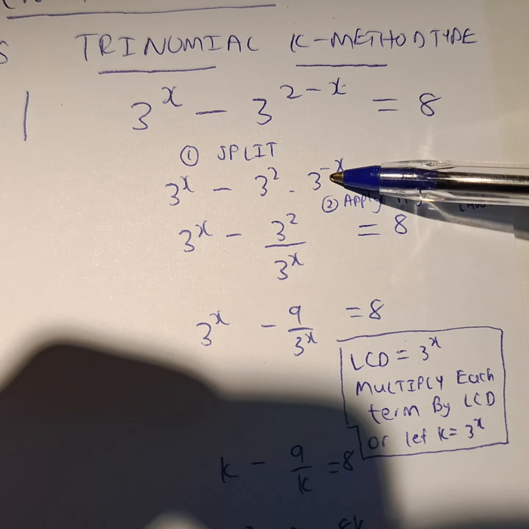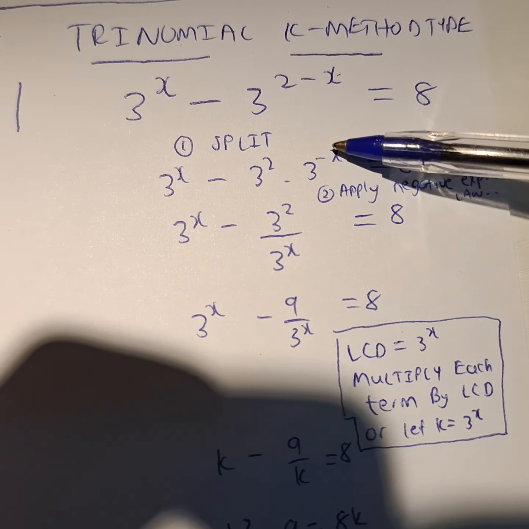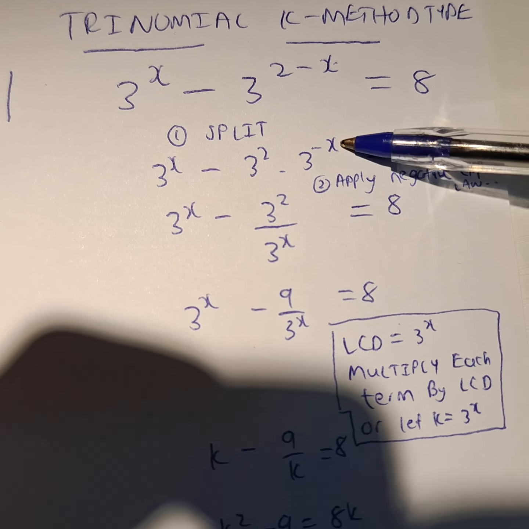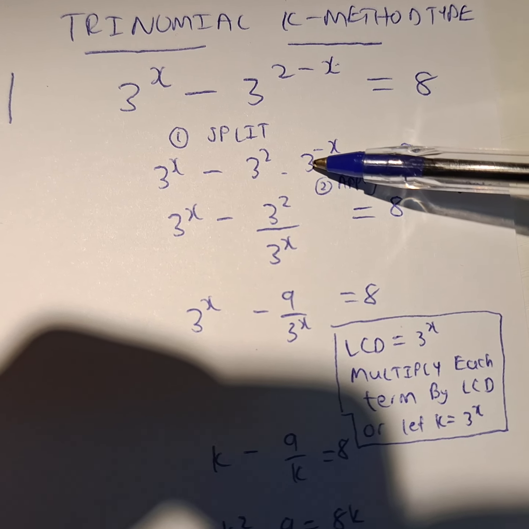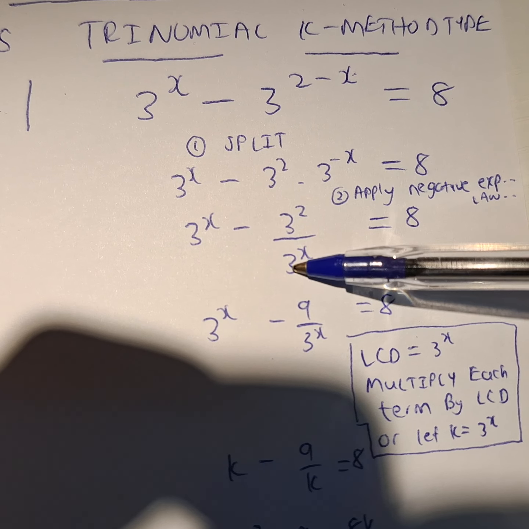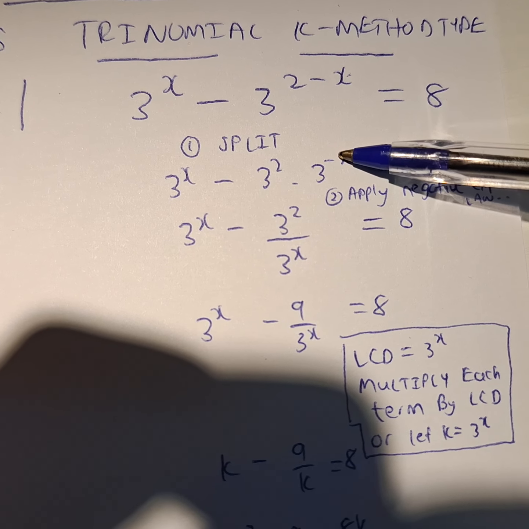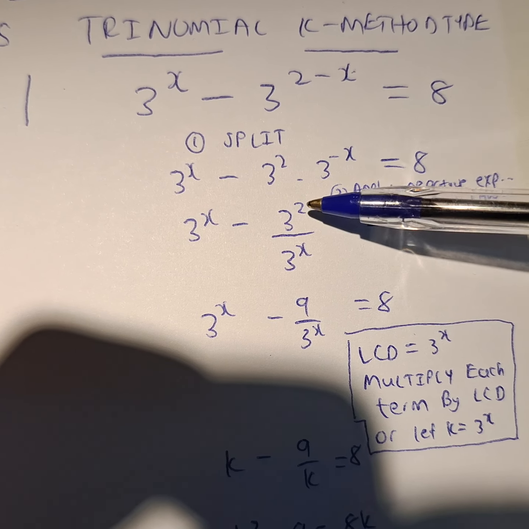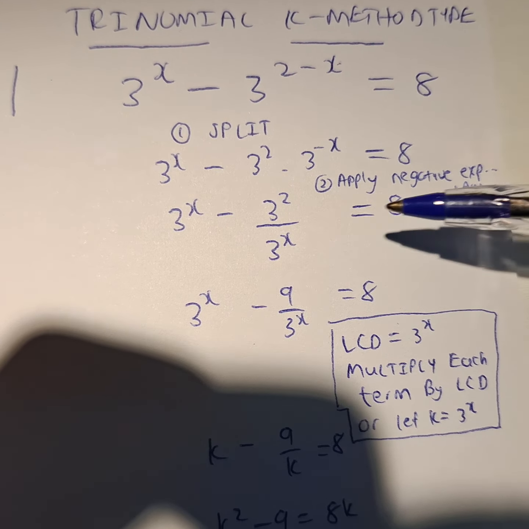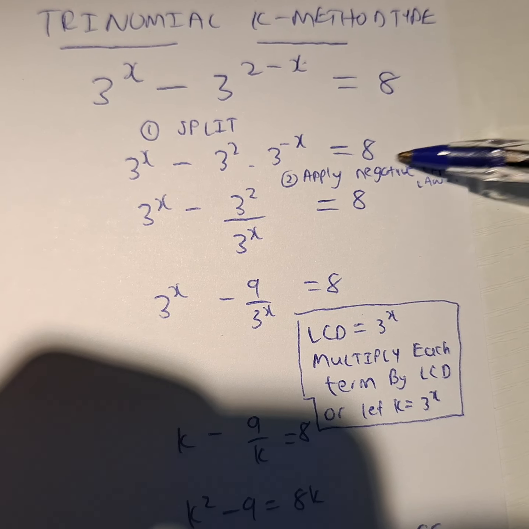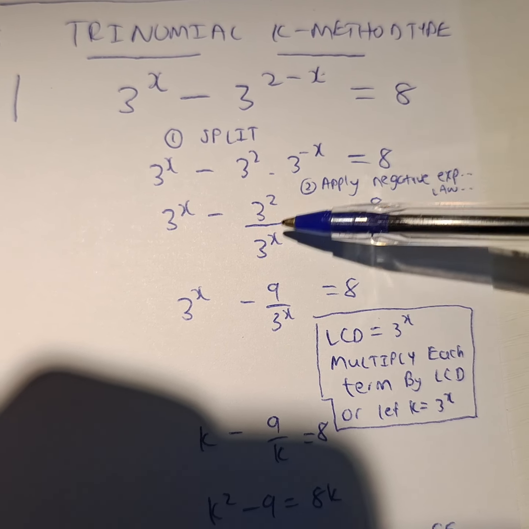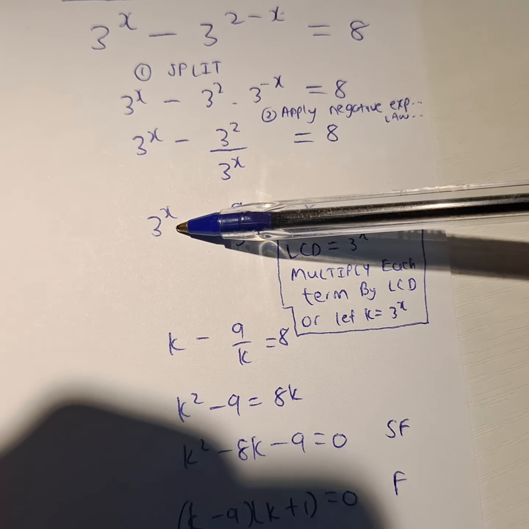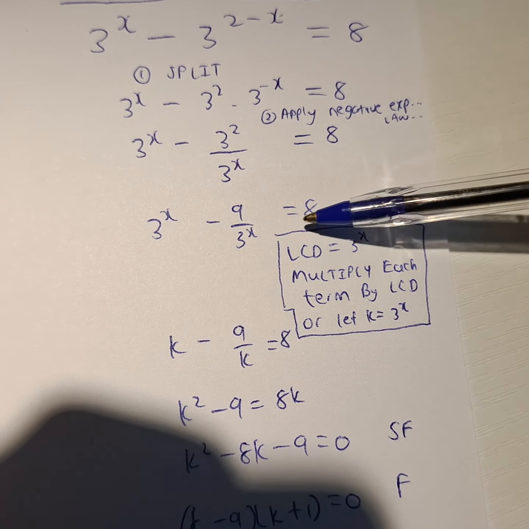3 to the power 2 times 3 to the power negative x, which is equal to 8. We then rewrite 3 to the power negative x as the positive exponent. When we do that, the base changes position, so it goes to the denominator, and its variable exponent changes from negative to positive. So we have 3 to the power 2, which was multiplied, but now it's divided by 3 to the power x, which is equal to 8. That's applying the negative exponent to 3 to the power negative x to become 3 to the power x in the denominator. Then 3 to the power x minus 9 over 3 to the power x is equal to 8.